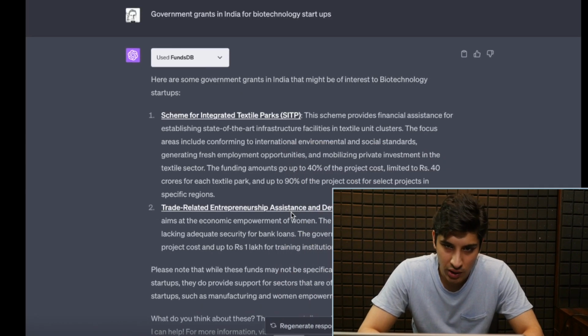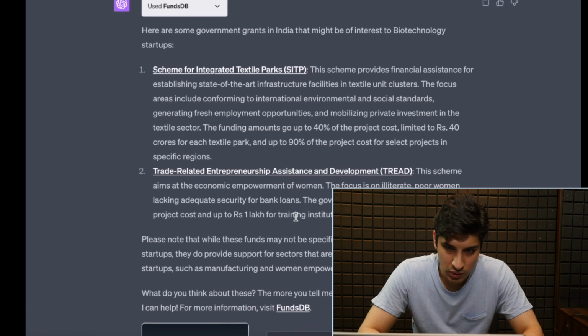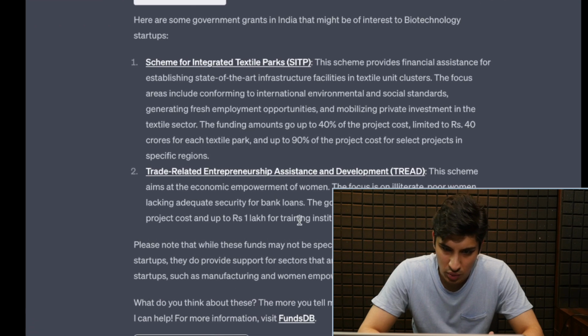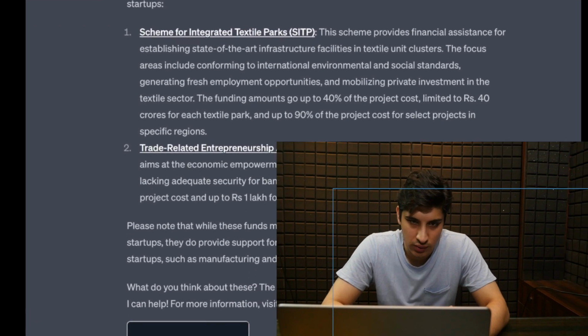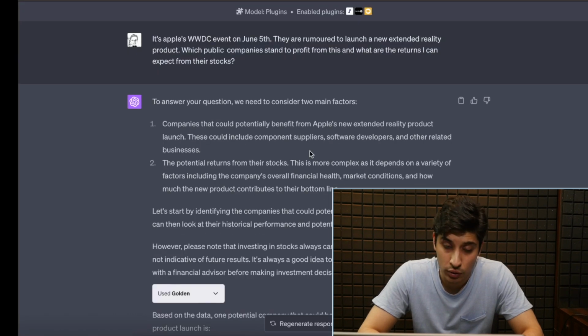Let's look for government grants in India for biotechnology startups. So okay, there it's given us two grants available currently. So the question I ask is, it's Apple's WWDC event on June 5th. They are rumored to launch a new extended reality product. Which public companies stand to profit from this, and what are the returns I can expect from their stocks?